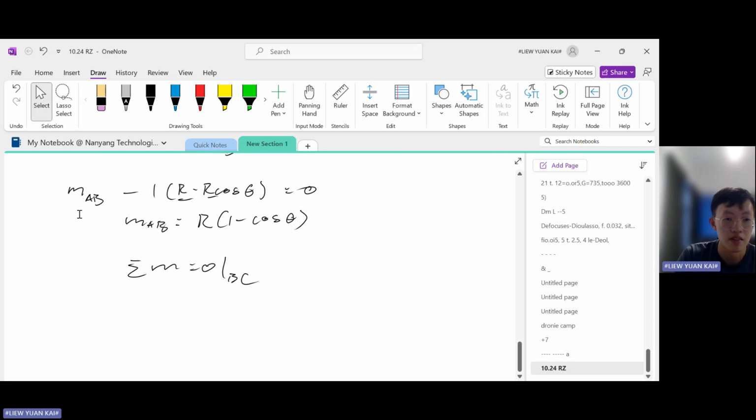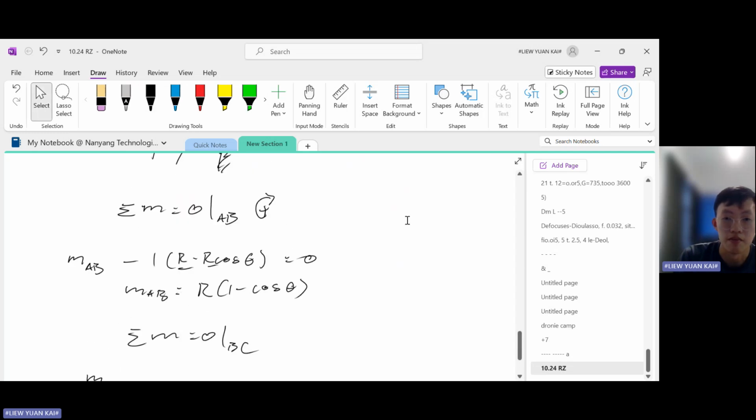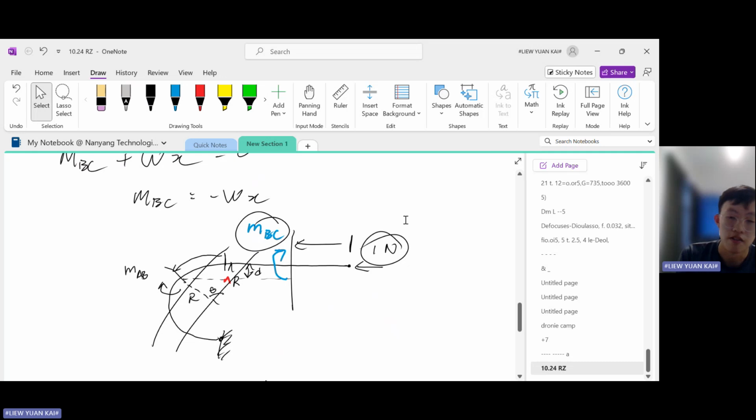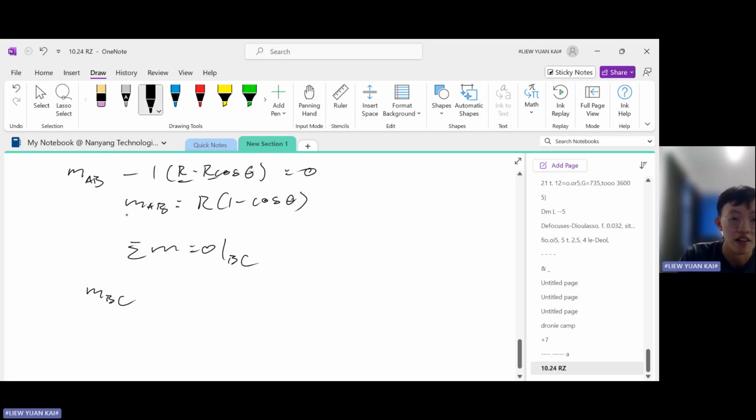So let us take a moment. We have positive MBC. Then what about the contribution of moment due to 1 Newton? The 1 Newton load actually does not supply any moment, right? Because this is the pivot, and its distance from the pivot is 0. The moment arm is 0, therefore it does not contribute any moment. So we don't need to include this in the moment equilibrium. Therefore, MBC is equal to 0. Okay, perfect.